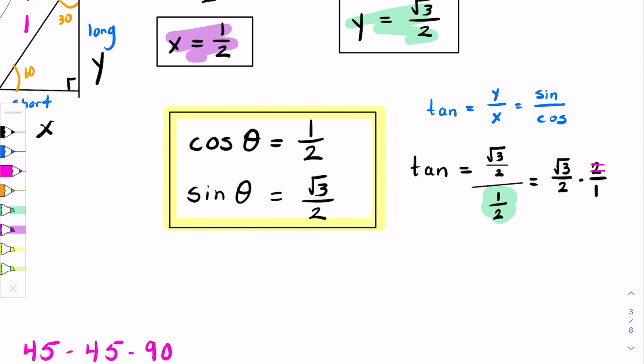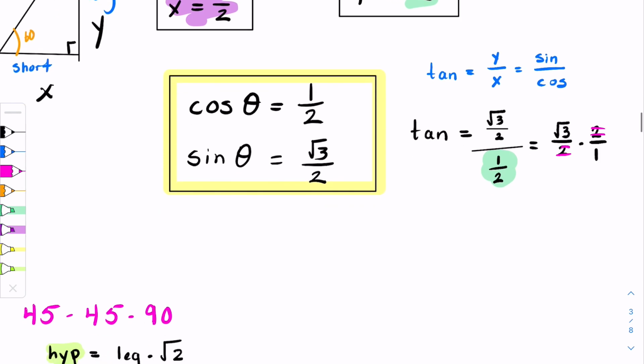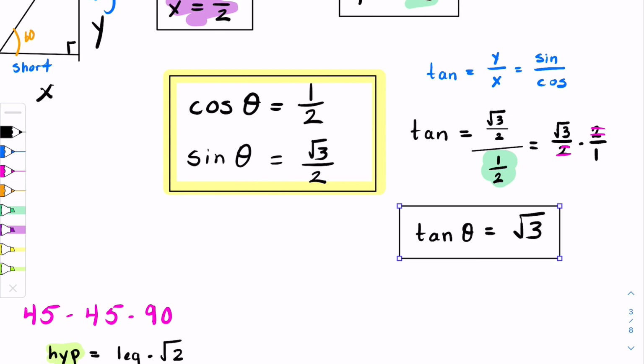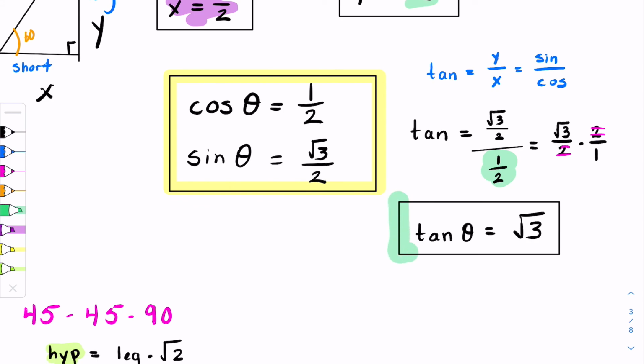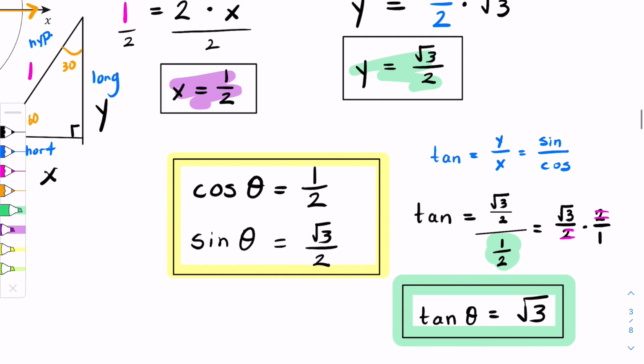Here I can eliminate my value of 2, and for my numerator I'm left with just the square root of 3, and for the denominator, I'm left with 1. So square root of 3 over 1, or just the square root of 3. And that's your final answer for number 1.